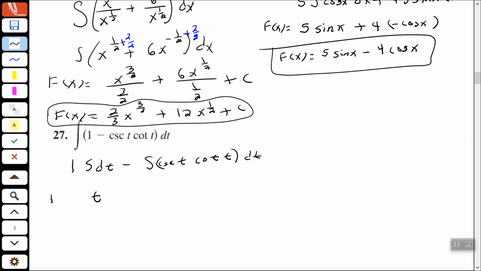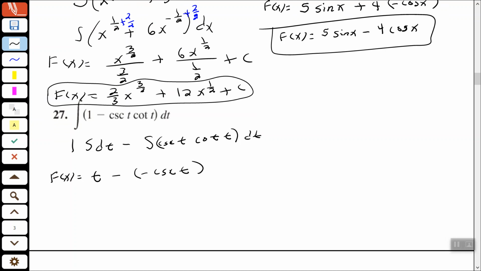So the integral of dt is just t, and then 1 times t is t. So the integral of cosecant t cotangent t is negative cosecant t. And then just clean that minus negative up and you're done.